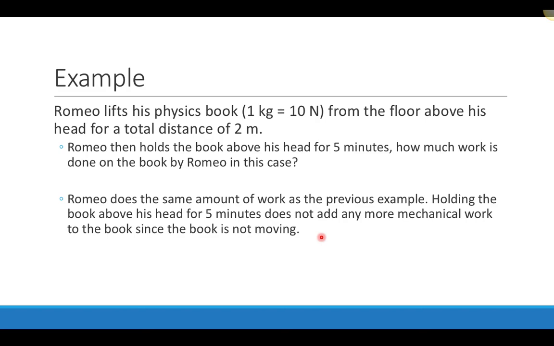And the reason for that is because once Romeo holds the book above his head and he just holds it still, there's no more work that's being done on the book because the book is no longer in motion.